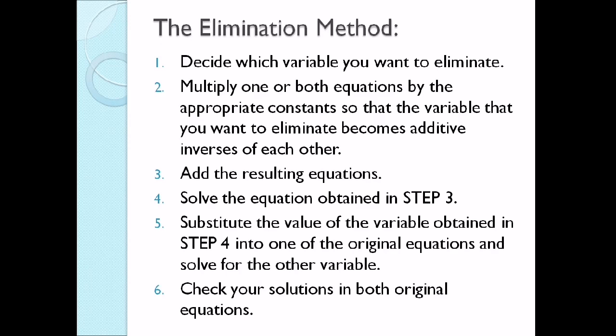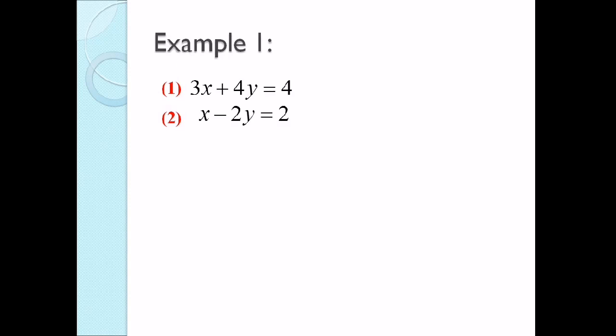So these are the steps that we need to follow in solving systems of linear equations. So let's have our first example. So our equation 1 is 3x plus 4y equals 4. And for our second equation, x minus 2y equals 2. And we need to solve the system of linear equations using the elimination method.